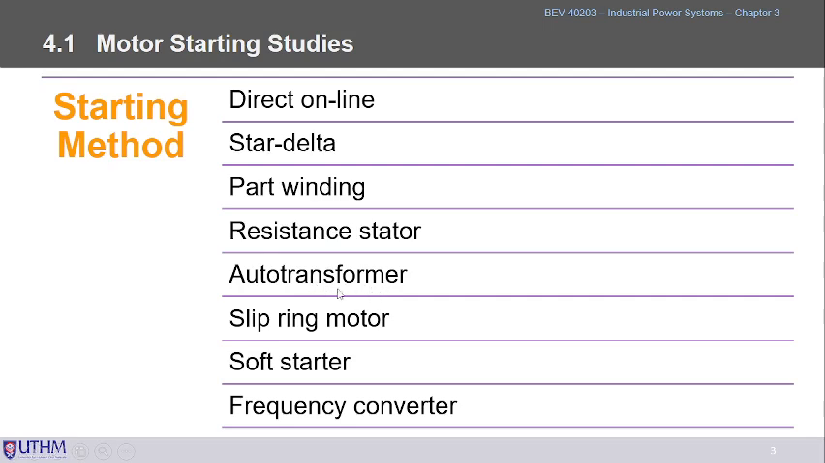frequently used in the IPS, and the slip ring motor is especially for wound rotor motors only, and the soft starter as well as the frequency converter. These two are very commonly used in the IPS nowadays, especially the frequency converter. And we look at a review of each of the starting methods.